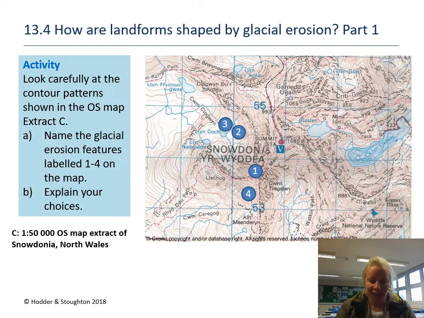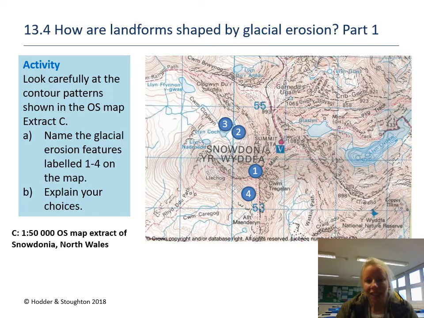So now that you all understand glacial landforms, you're going to move on to your next task now. What you're seeing on this slide is an OS map extract of Snowdonia in North Wales, so quite a mountainous area. I would like you to look carefully at the contour patterns on this map to identify some of our glacial landforms as mentioned previously.